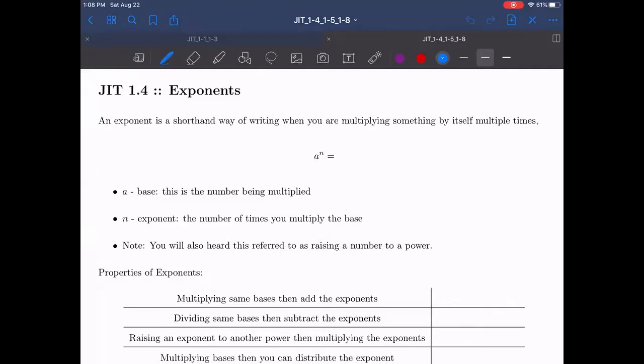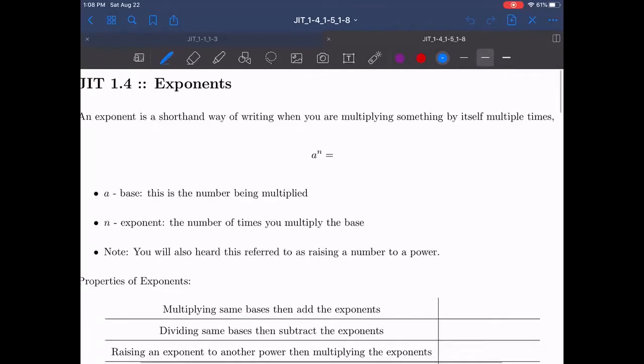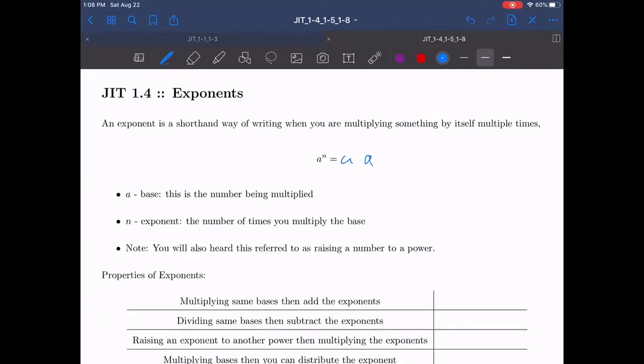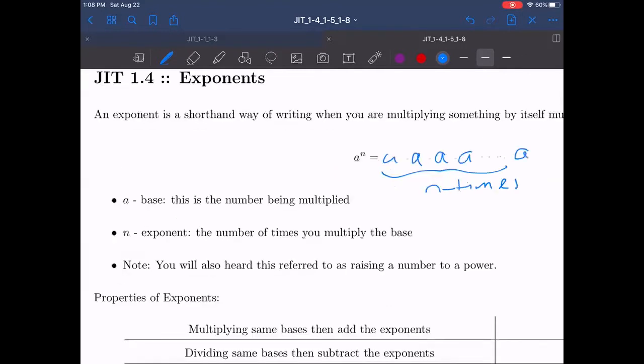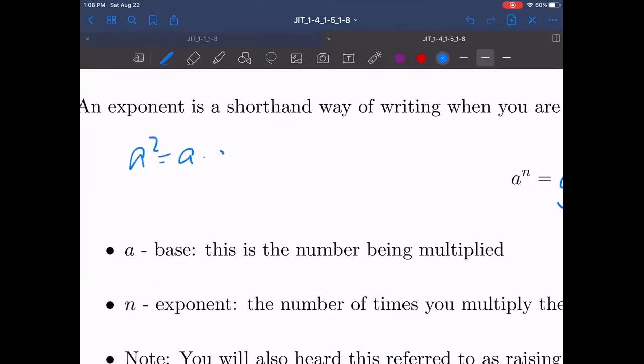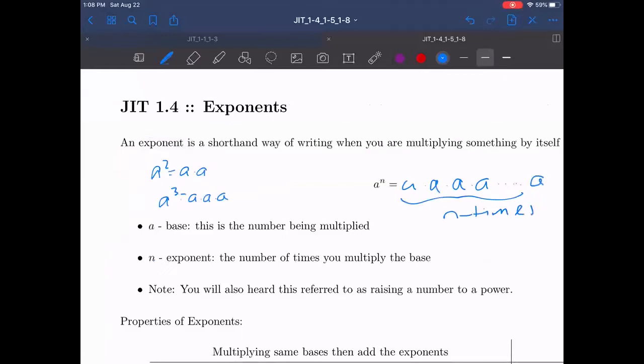So a to the n would be a times a times a times a, n times. Okay. So like a squared is a times a, and a cubed is a times a times a, 3 times. So a to the n is just n times, and n could be anything.